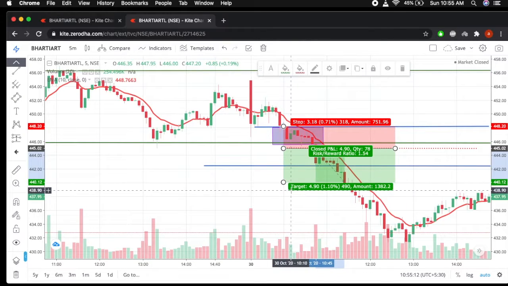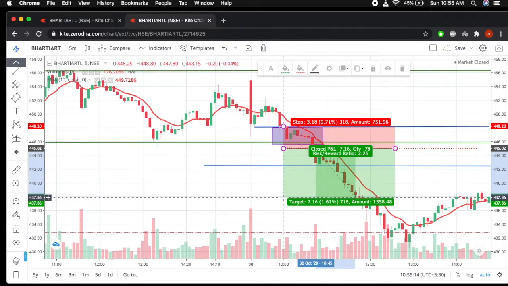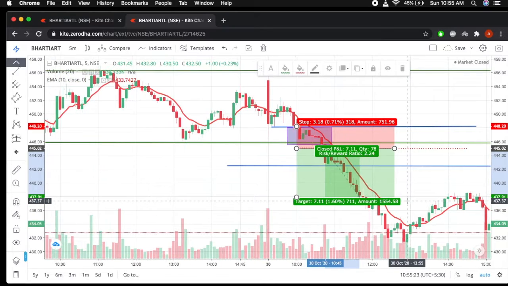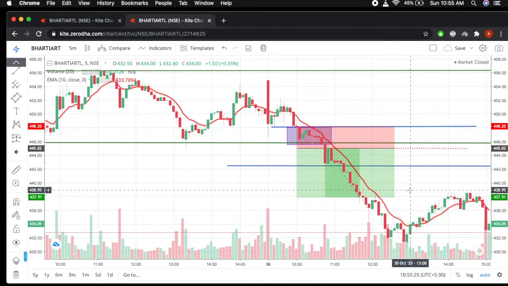Then I trailed my stop loss by another 0.5%. I sold everything over here, around 437.11. I sold everything. So these are the reasons behind the trade. I just did a quick overview.